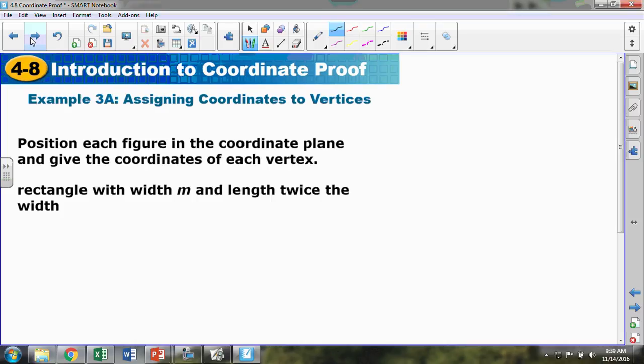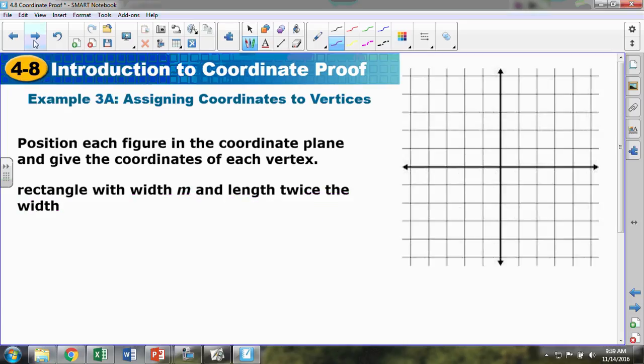Position a figure in the coordinate plane. This one, though, is a rectangle with width of m, and the length is twice the width. Remember, twice the width is simply saying, since the width is m, that's 2 times m. You'll notice these are with variables. To position the figures, we'll still use our coordinate plane.